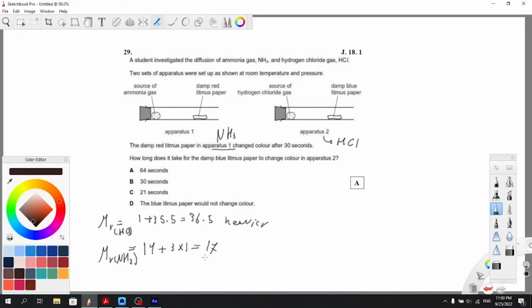So if the NH3 took 30 seconds, that means that the HCl will definitely take longer. So the answer will be A, 64 seconds. It can't possibly take the exact same time because of the difference of the molecular weight. It can't take lighter or lower time, sorry, because again it's heavier.